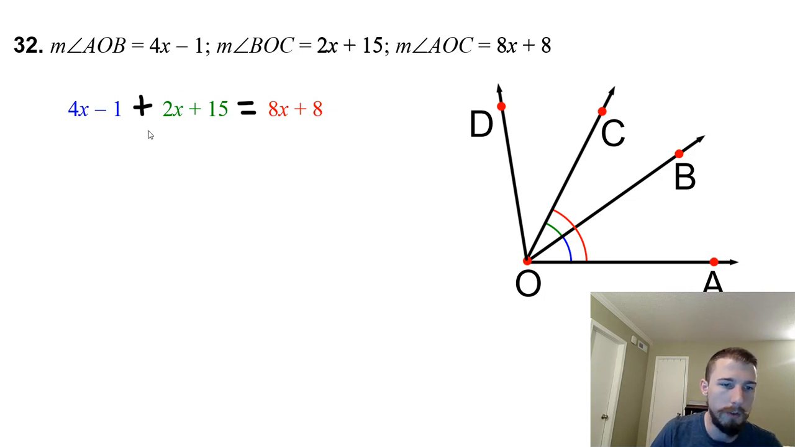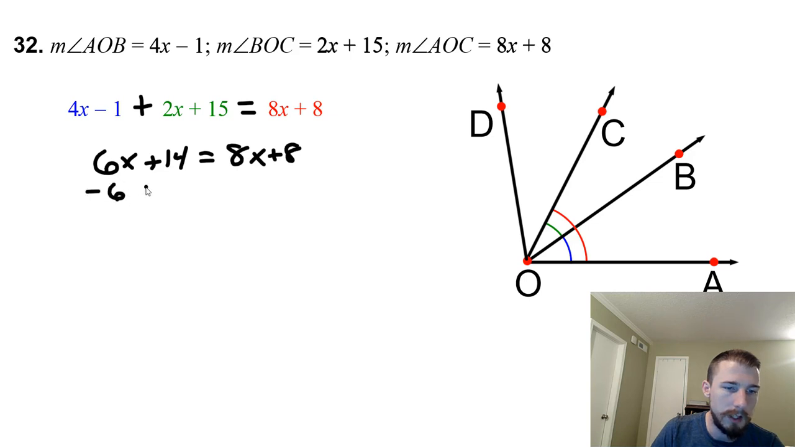So our first step here, we'll actually solve it out for you because you might need the help. This is just algebra at this point. It's combining your like terms, right? So 4x plus 2x is going to be equal to 6x. 15 minus 1 is going to be 14, so plus 14 is equal to 8x plus 8. Next step, we want to subtract the 6x from both sides because we want to get all the x terms to one side. When we do that, it's going to go to 0, right? Those are additive inverses of each other. So we're going to be left with 14 is equal to 2x plus 8.